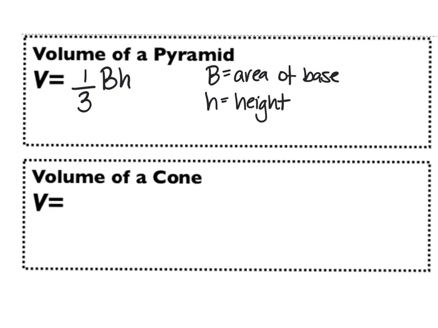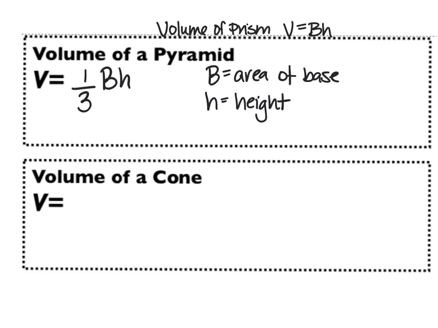Keep in mind that the volume of a pyramid formula is almost exactly the same as a volume of a prism. Remember, your volume of your prism was V equals base times height. So all we're doing here is we're multiplying that by 1/3, because a pyramid and a cone is always 1/3 of a prism and 1/3 of a cylinder.